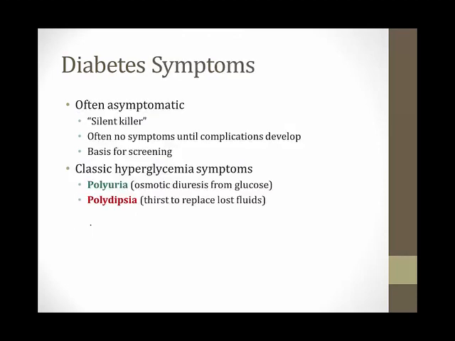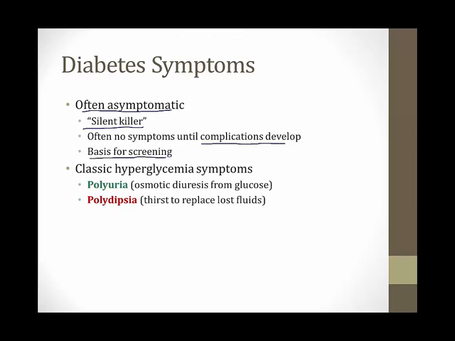Many people who have diabetes are unaware they have the condition. Especially in the early stages, it's often asymptomatic. It's sometimes referred to as one of the silent killers along with hypertension. There are often no symptoms of diabetes until a serious complication develops, and this is the basis for screening patients for diabetes.